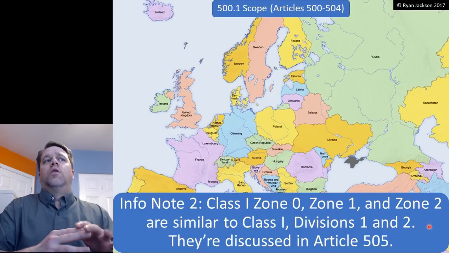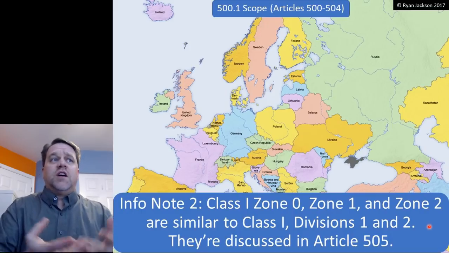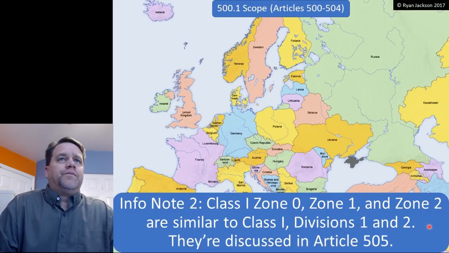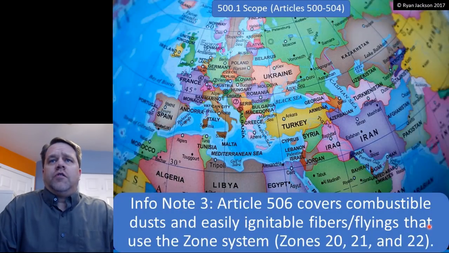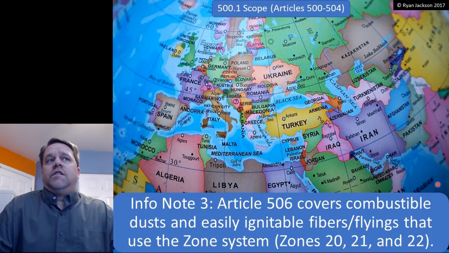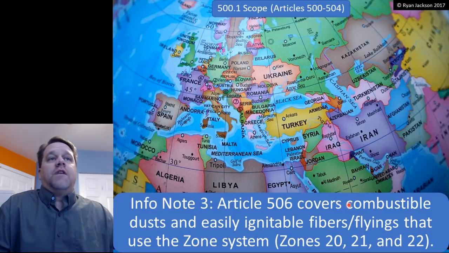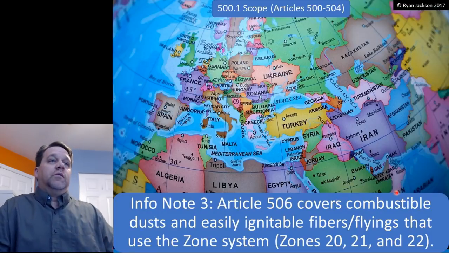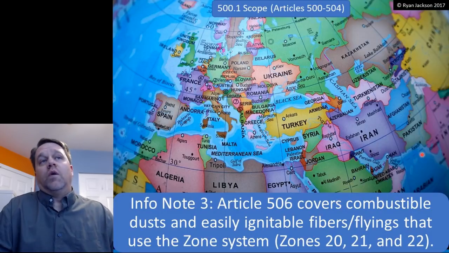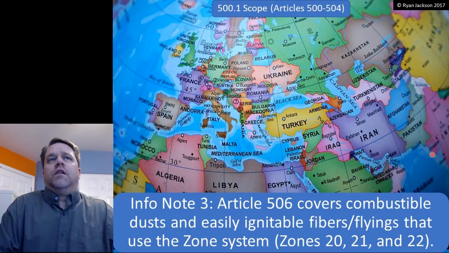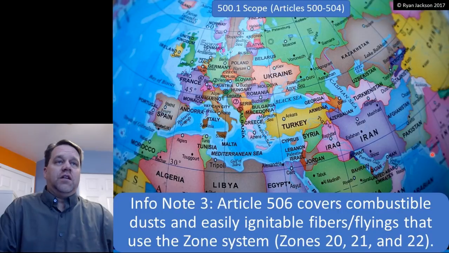One of the facilities where I teach actually uses the zone method, but it's very, very unusual. The next informational note is quite similar. It says Article 506 covers combustible dust and easily ignitable fibers and flyings that use the zone system once again. So zones 20, 21, and 22. And once again, we're not going to spend any time on the zone method of classification. We're going to stick to class and division.